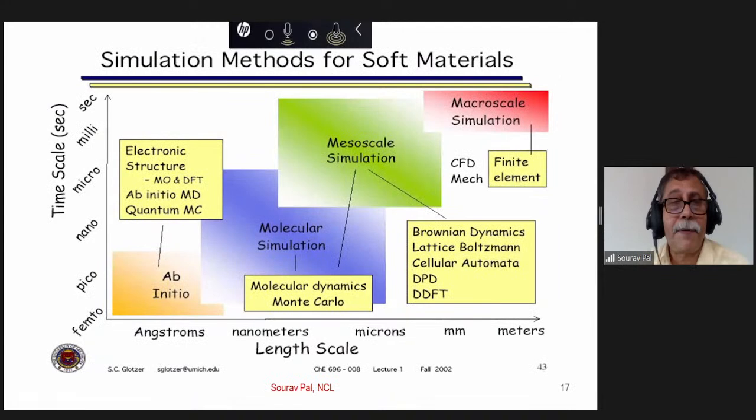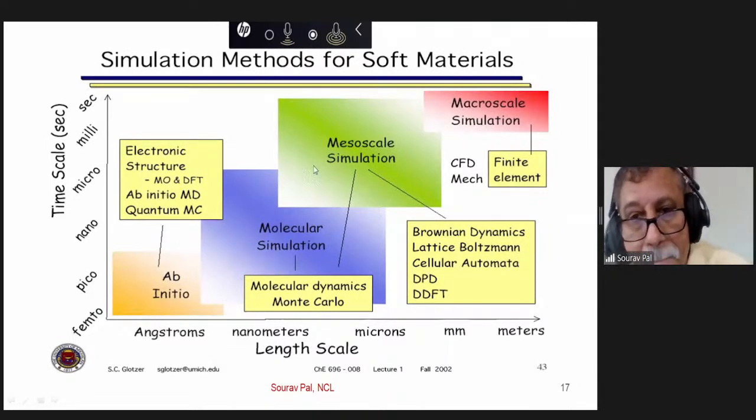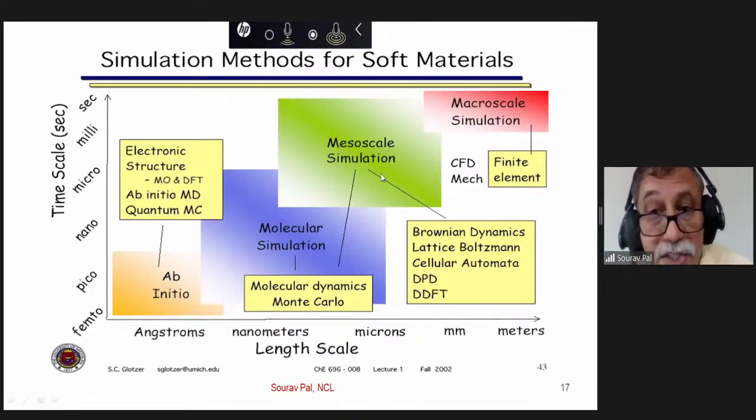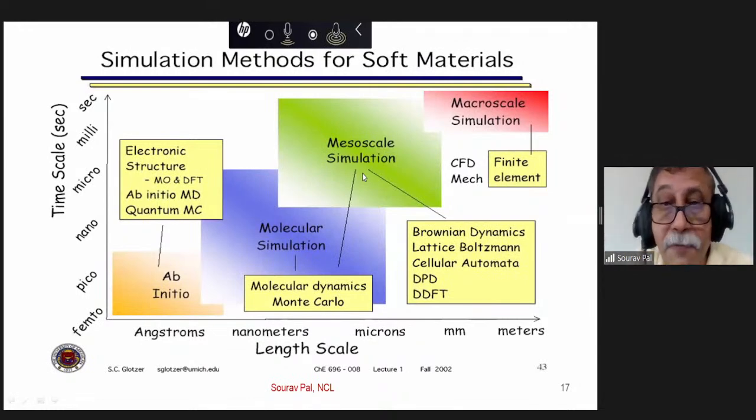I will exemplify this further with this particular slide, the horses for the courses approach. Depending on the length scale, we have different types of methods. We have quantum mechanics, we have molecular simulation or molecular mechanics, and we have mesoscale simulation, which I call coarse graining, where a group of atoms forms a bead, and one bead interacts with another bead, and so on. So you can choose between atomistic and coarse grain.